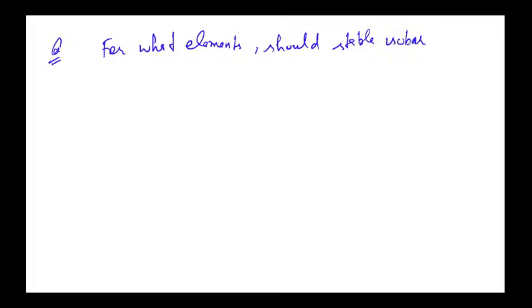So let us do one more question related to this. The next question is, for what elements should a stable isobar exist for A that is 97? That is, what will be the most stable isobar of A 97?